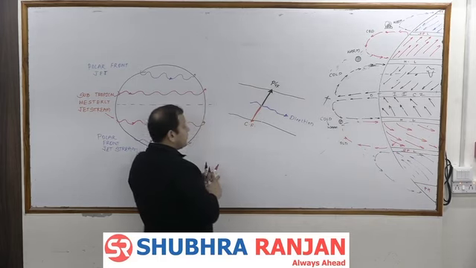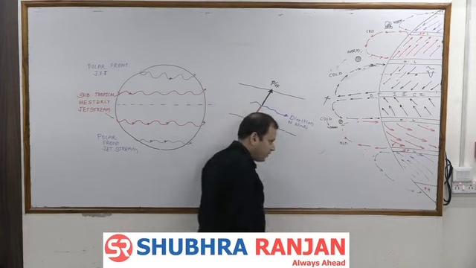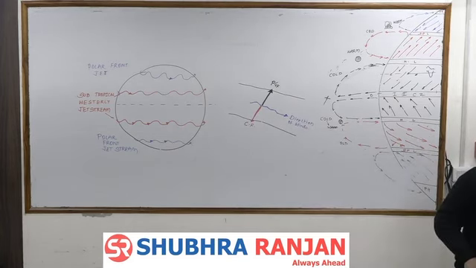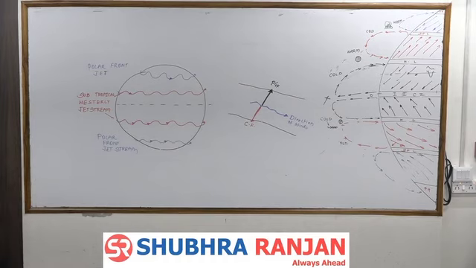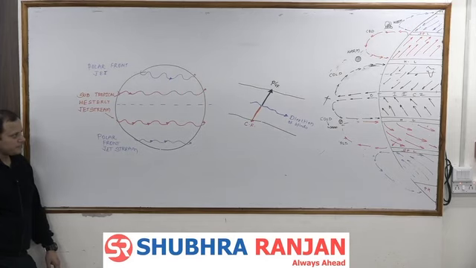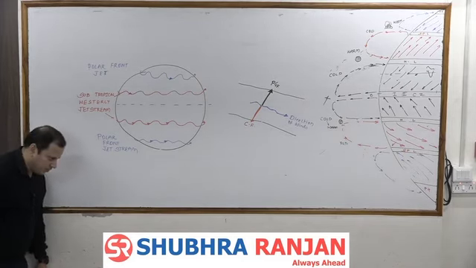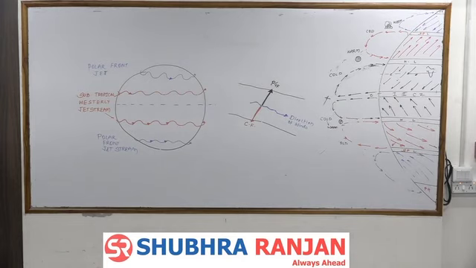That the Coriolis force and the pressure gradient force start balancing each other, and hence the winds, instead of flowing perpendicular to the isobars, blow parallel to the isobars.